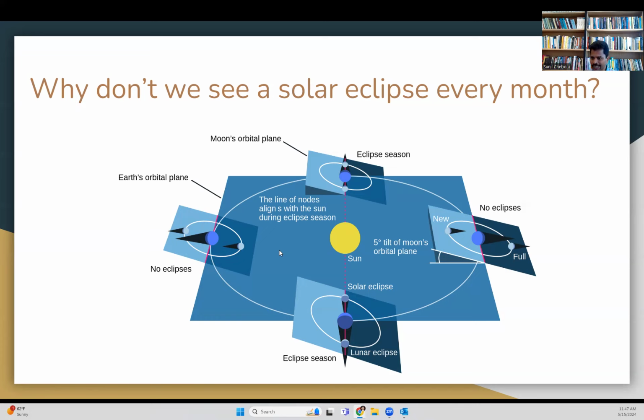So in other words, the line segment joining the center of the sun, the center of the Earth, and the center of the moon, they should all line up. All these centers should be collinear. That's when you get an eclipse. So therefore, you get what's called an eclipse season, which happens about twice a year. And only during that time can you hope to see a solar eclipse. Otherwise, you can't.